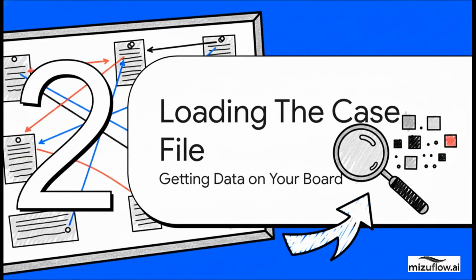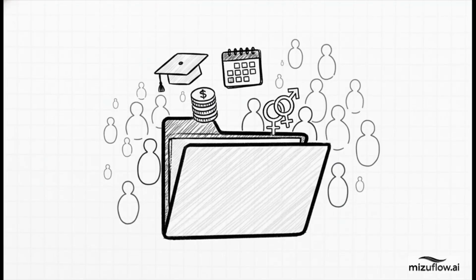So, our board is all set up and ready to go. Now we just need to get our case file, all that raw data, up onto the board so we can actually start looking at it. And for today's case, we've got a good one. We're going to be looking at salary data for 397 college professors in the US from back in 2008 and 2009. It's the perfect little mystery for our first investigation.